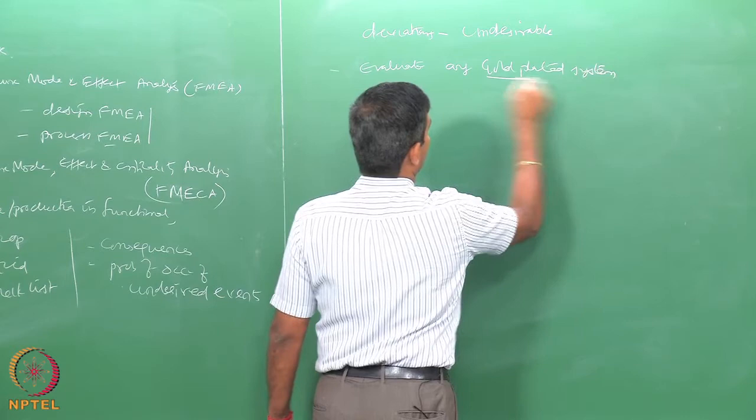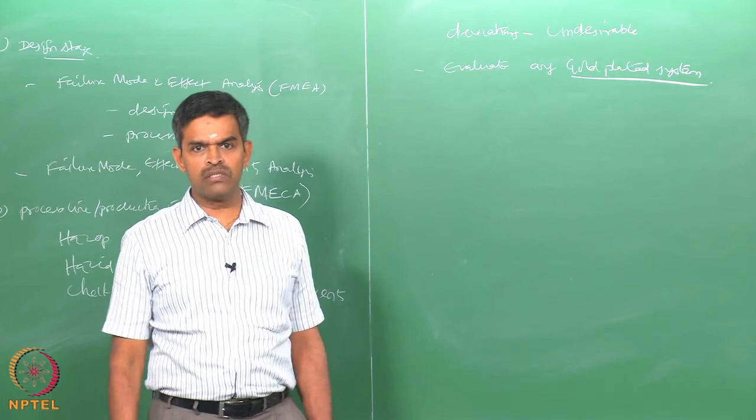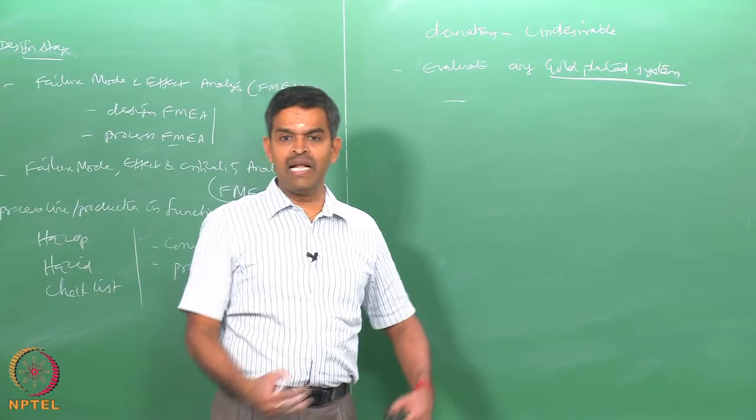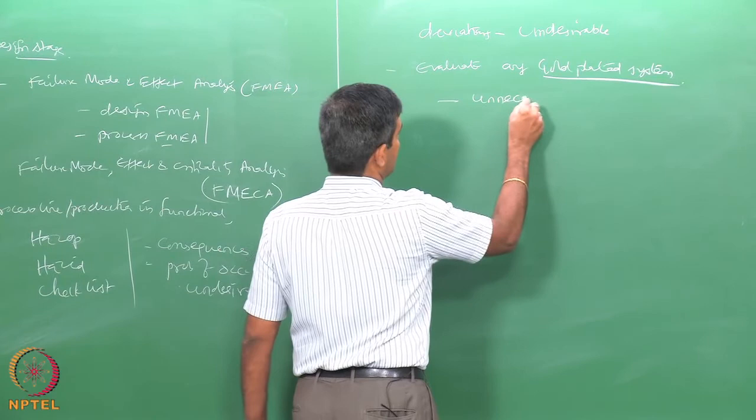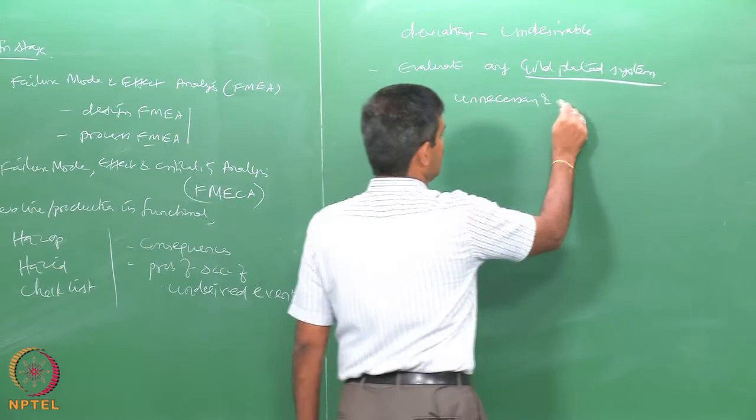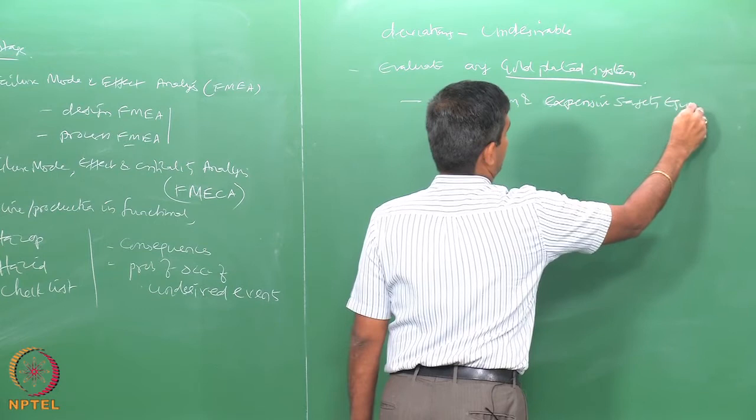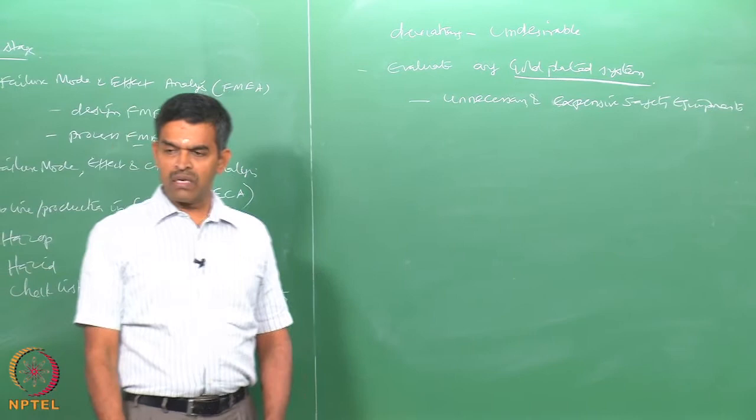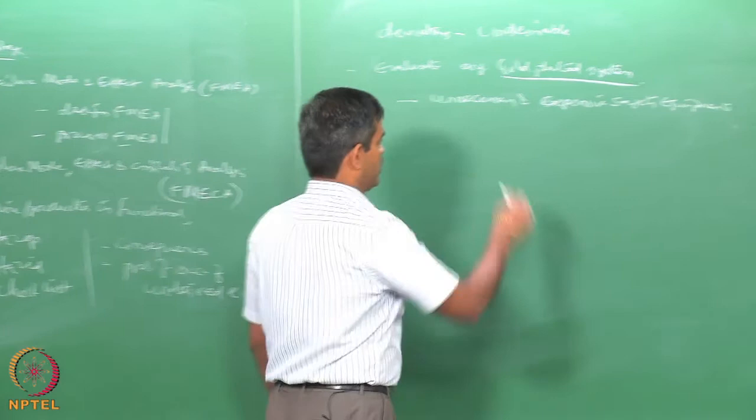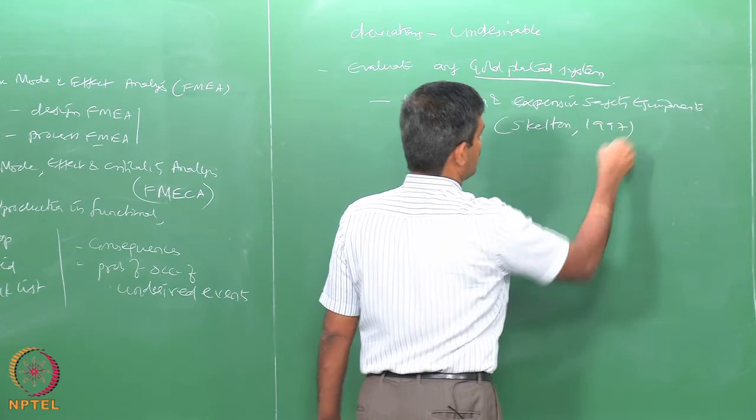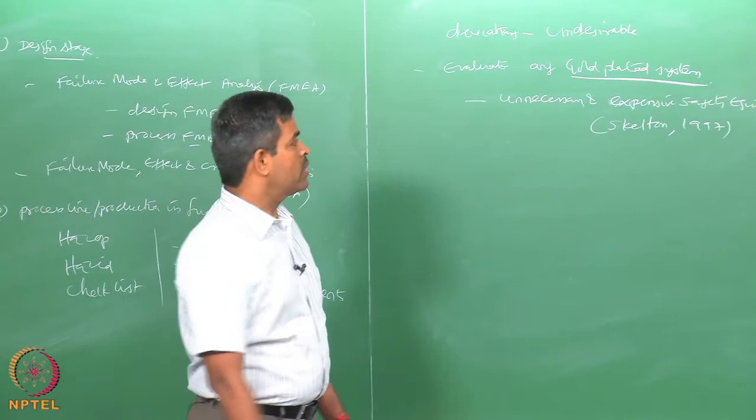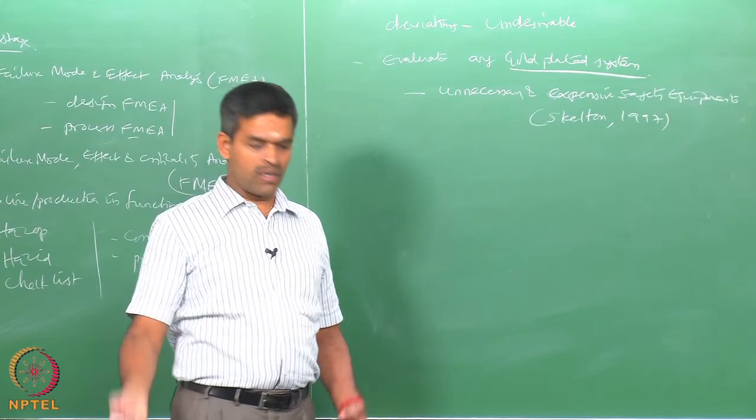A gold plated system is one where the probability and minimum consequence are noticed, but it also indicates that a gold plated system is dealt with unnecessary and expensive safety equipments. So, it has unnecessary and expensive safety equipments in place, which can also be reduced. The investment cost can be diverted to other necessary segments of the plant which require more safety assessment or assurance. So, Skelton 1997 clearly highlights how a gold plated system can be slightly compromised to redirect the investment from this particular system design to the one which requires more safety assurance.